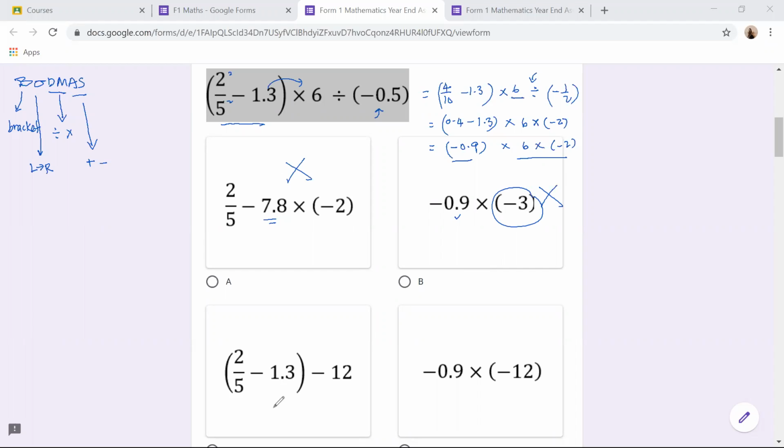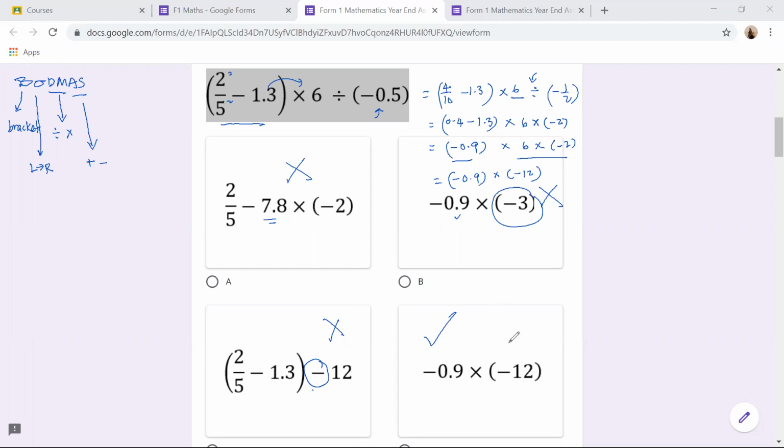Last, in part C, we have 2/5 minus 1.3 minus 12. But ours is not minus 12. If I were to continue, it will be negative 0.9 times negative 12. So it's not minus 12. So this part is not right. So don't choose this. So the correct answer will be this one.